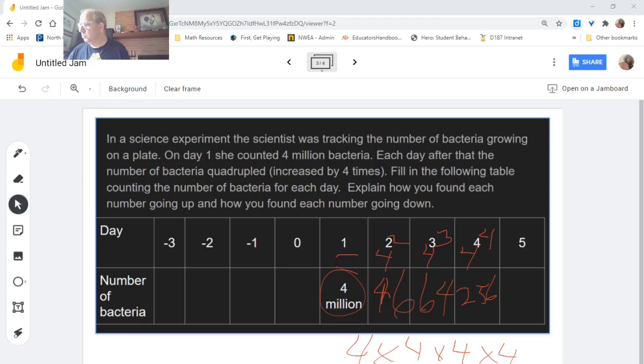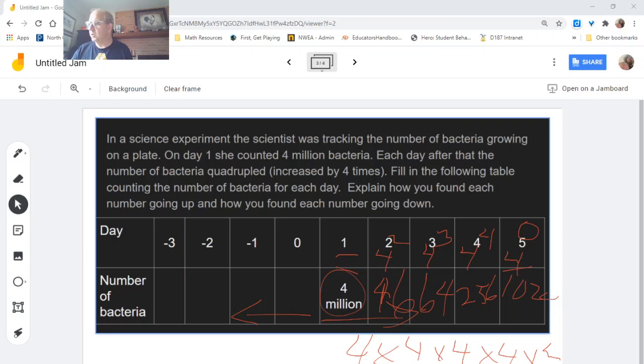And the last one, again, we're multiplying by 4. And 256 times 4 is 1,024. So that's 4 to the 5th power, right? So here's my base of 4. My exponent is 5. So going up, we're multiplying by 4. What's going to happen if we're going down? So we're going to divide by 4.